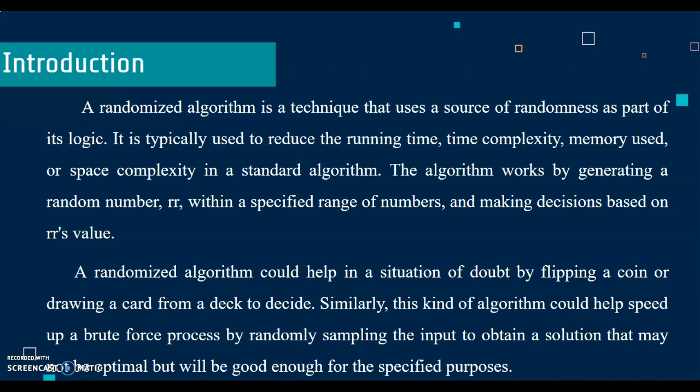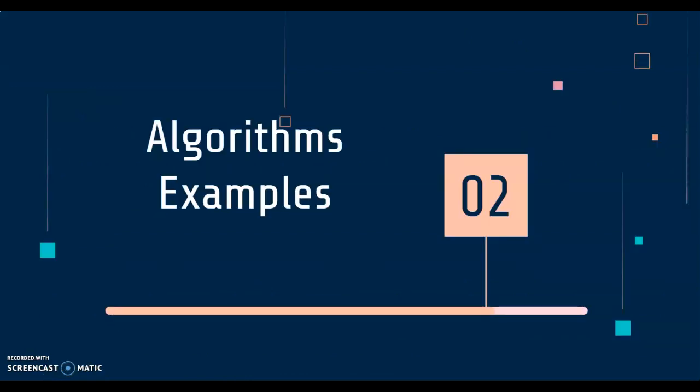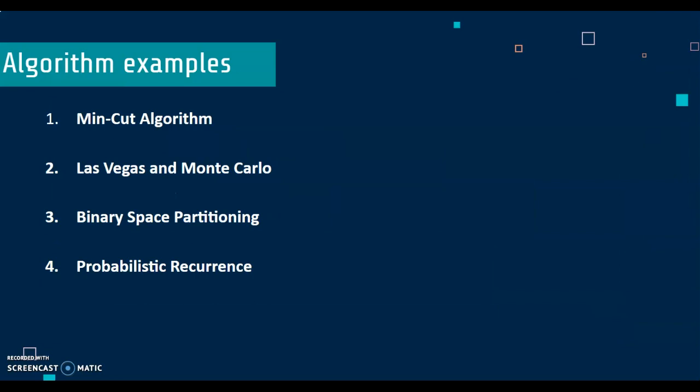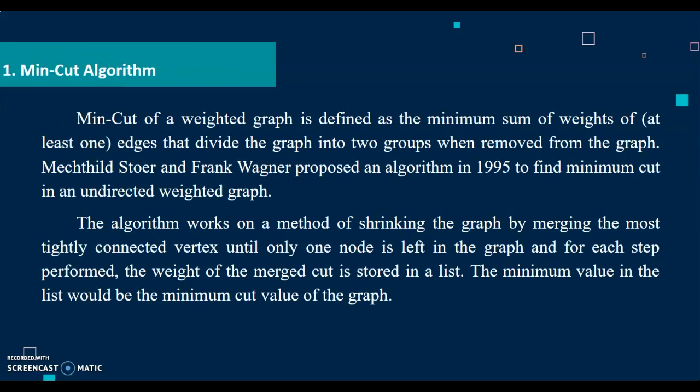There is a lot of usage for randomized algorithms, such as flipping a coin or drawing a card and so on. For algorithm examples, the first is the minimum cut algorithm, then Las Vegas and Monte Carlo algorithms, binary space partitioning algorithm, and probabilistic recurrence algorithm. I will explain the first and the second algorithm.